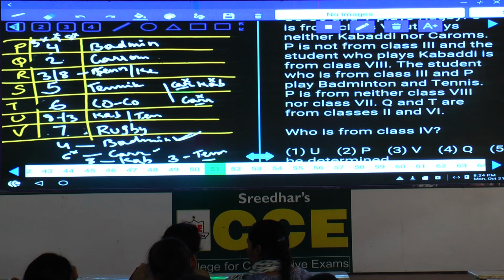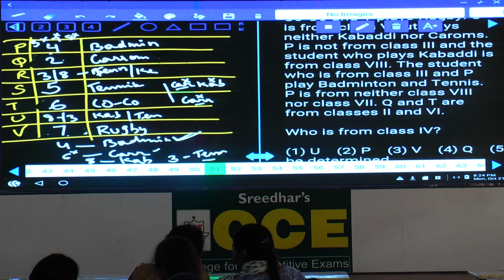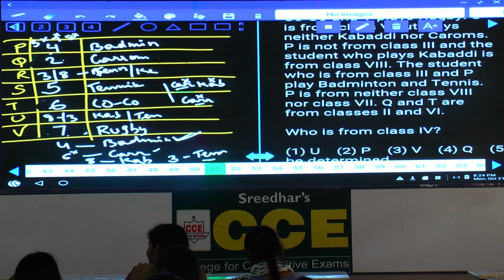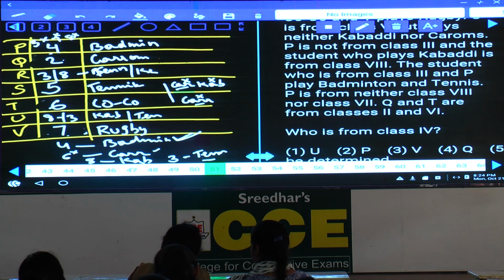Third class tennis, 8th class kabaddi. P is neither from class 8, nor class 7. And next one, Q and T are from 2 and 6, in the order. Now, did anyone finalize this?